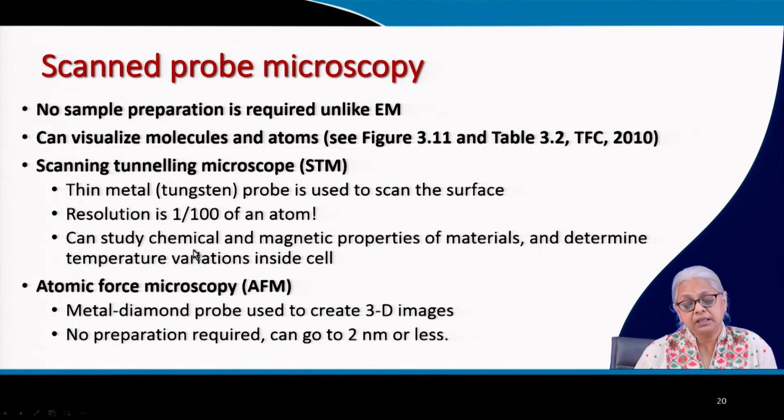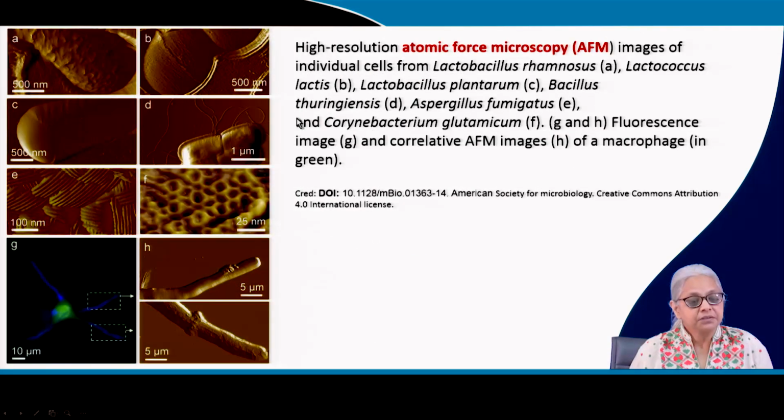This can allow you to study chemical and magnetic properties of materials as well as temperature variations within the cell. With atomic force microscopes, we have a diamond probe that is used to generate 3D images. Again, no preparation is required, and we can go down to a level of 2 nanometers or even less than that. These are some outputs from atomic force microscopy. So we have different cells: Lactobacillus rhamnosus, Lactococcus lactis, Lactobacillus plantarum. All these are different types of species which have been visualized using atomic force microscopes.